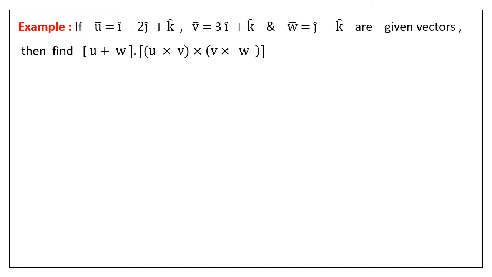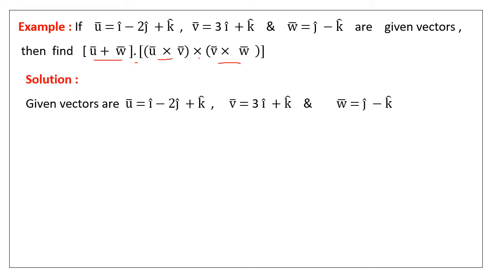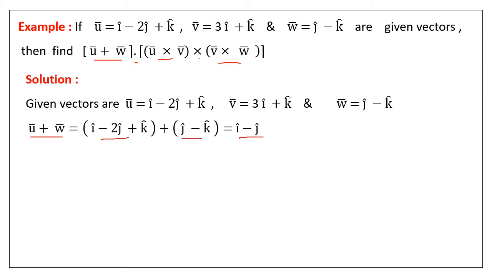We'll see an example. If u bar, v bar and w bar are given vectors, then find u bar plus w bar dot u bar cross v bar cross v bar cross w bar. Since it is a scalar triple product, so we have to use it here. Solution: write down given vectors u bar, v bar and w bar. First of all, we will find out u bar plus w bar. Write down, student, u bar and w bar and add it. It will give us i cap minus j cap.